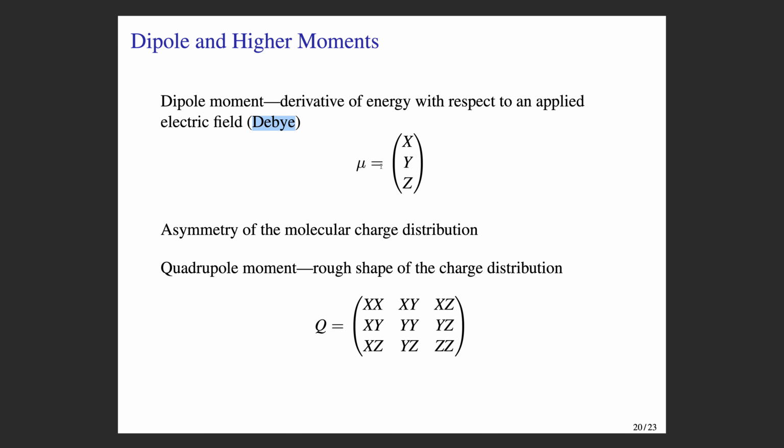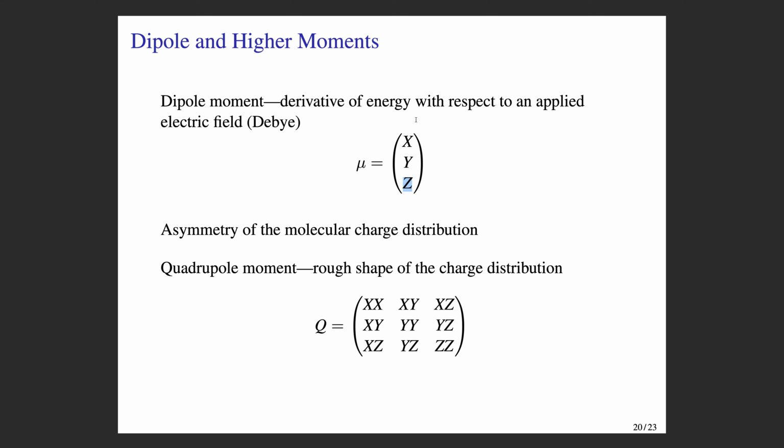It is a vector quantity. The dipole moment, which is represented by the symbol mu, has an x component, a y component, and a z component. The x component is the derivative of the total energy with respect to the electric field applied in the x direction. The y component is the derivative with respect to the y direction, and the z component is the derivative of the energy with respect to the z component of the applied electric field.